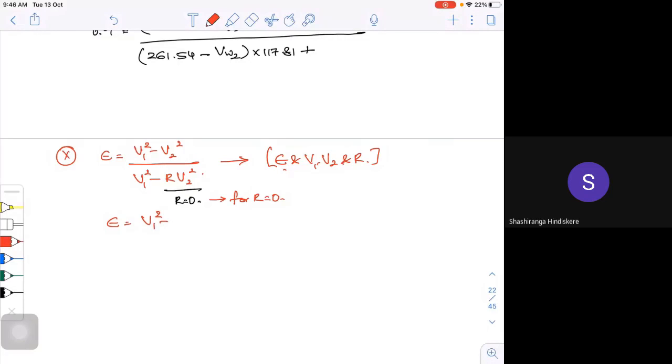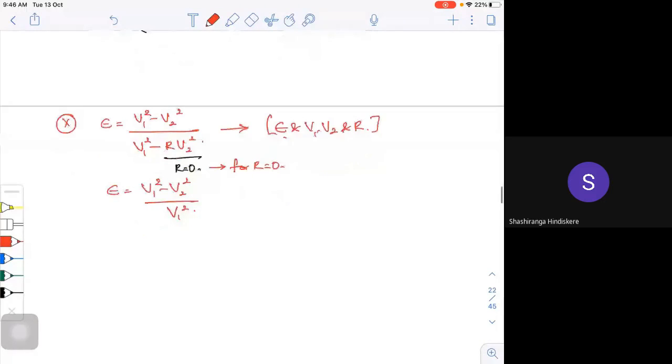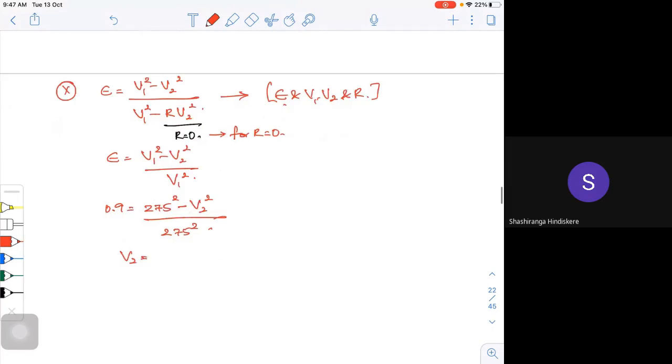So I can easily find V2. That is, 0.9 is equal to, what is my V1? It is 275. Okay, so V1 is equal to 275. It's clearly given in the formula: 275 square minus V2 square divided by 275 square. I will end up with V2, which is the square root of it, V2 is equal to 86.96 meters per second. I can use this formula and find your V2.